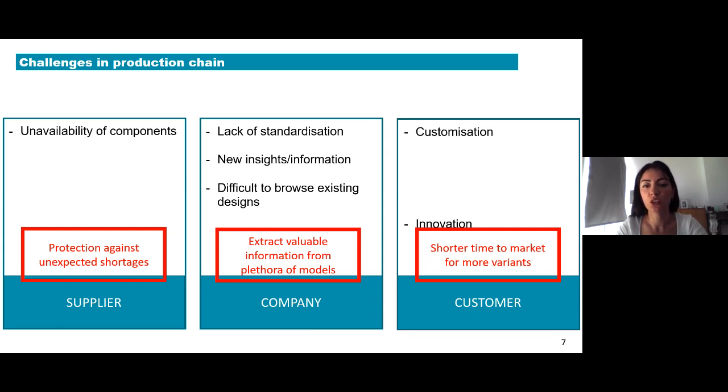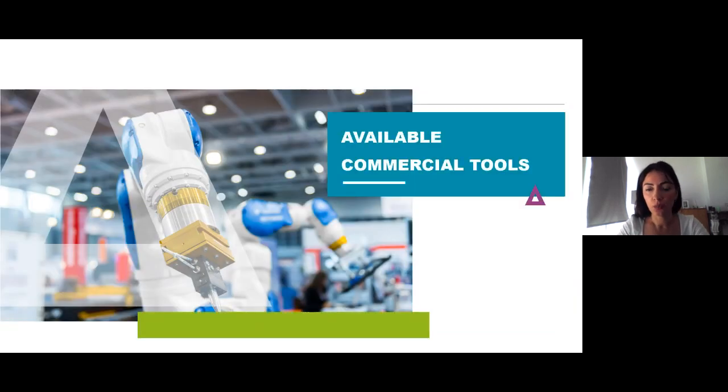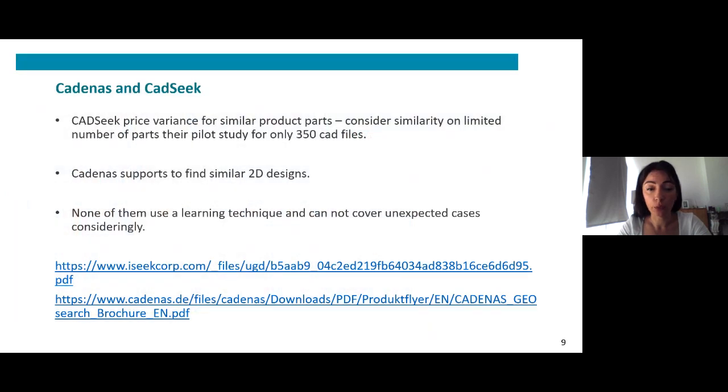You can use these kinds of things, and what we want to do at the end of the day is to provide shorter time to market for more variants, and decrease development costs. We want to decrease the time while designing a product or product parts. There are some available commercial tools, of course. We analyzed all of them in the literature and also in technological tools. Cadenas and CadSeek are maybe one of the most popular cases.